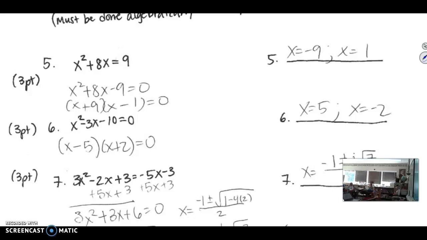While you're waiting for me to make the copies, can you guys just write down number 5 if you don't have your review? X squared plus 8x equals 9. Subtract the 9, factor it. Do numbers 5, 6, and 7 while I'm making some copies.